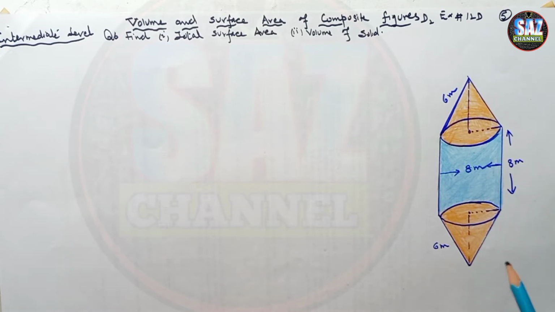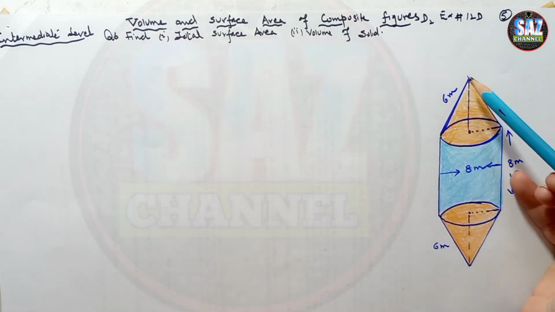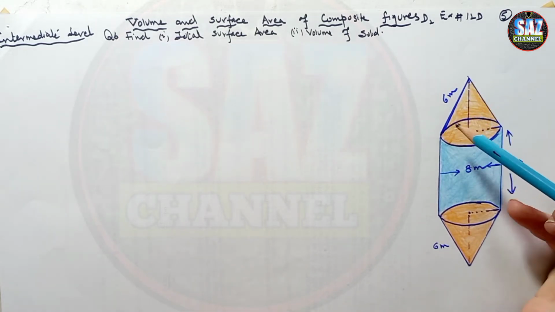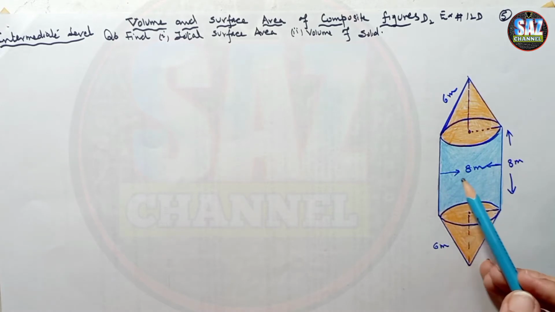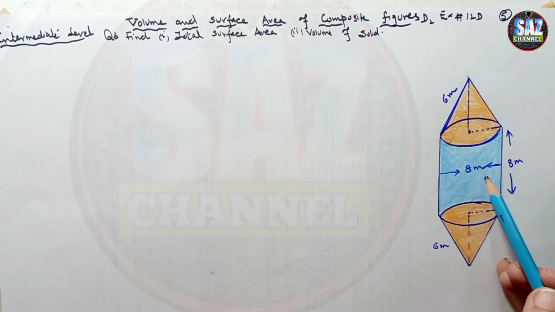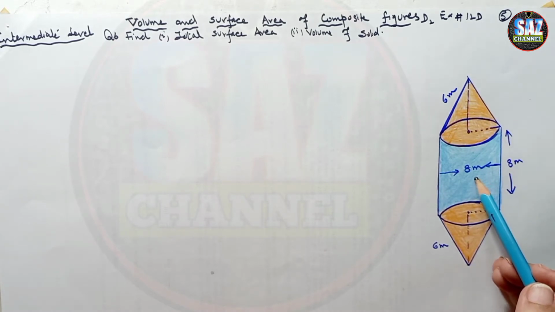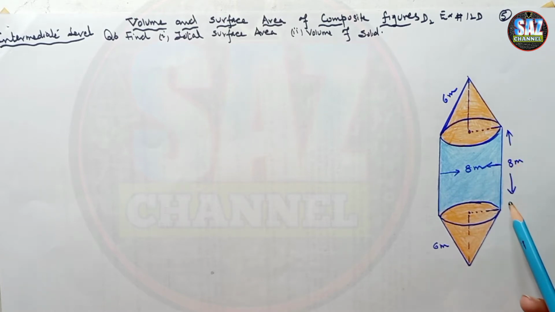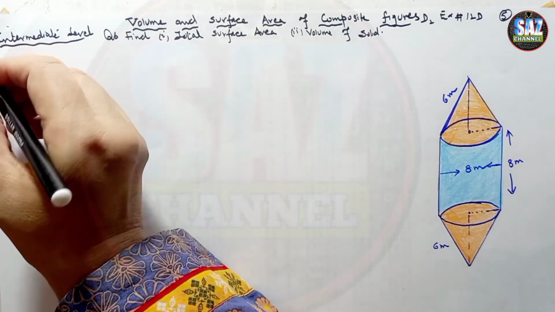If you look at the diagram, we can see that the cone has a slant height of 6 meters and the diameter of the cone as well as the cylinder is 8 meters, and the height of the cylinder is 8 meters. The question says find the total surface area and the volume of the cylinder with the conical ends as shown in the diagram. So there are two requirements of the question. The first requirement is the total surface area.